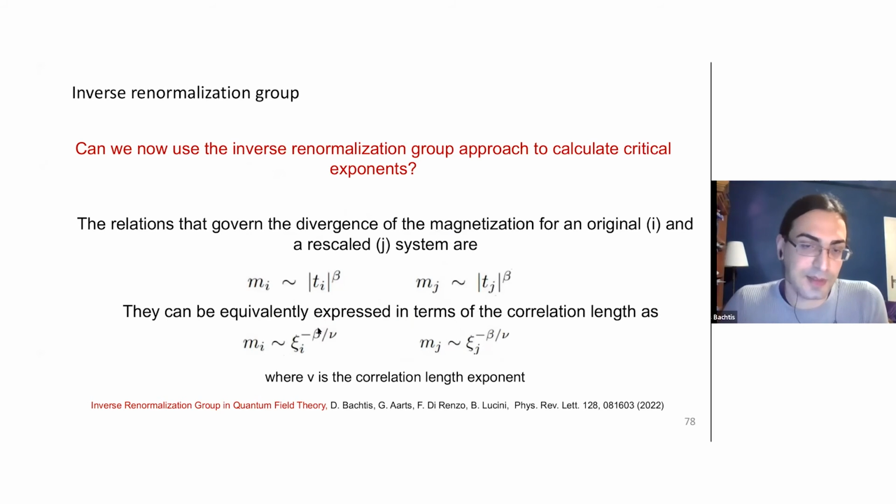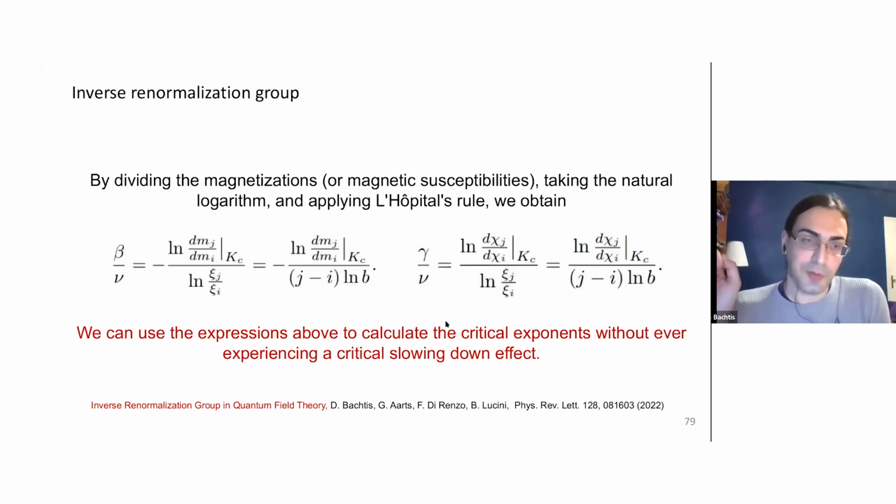Again, I want to emphasize that the magnetization exponent is identical for the original and the rescaled systems because they are all phi to the 4 theories. So by dividing the magnetizations or the magnetic susceptibilities, taking the natural logarithm and linearizing the renormalization group transformation with L'Hopital's rule, we are able to obtain these expressions that allow us to numerically calculate the magnetization exponent and the magnetic susceptibility exponent in the vicinity of the phase transition without ever experiencing the critical slowing down effect.